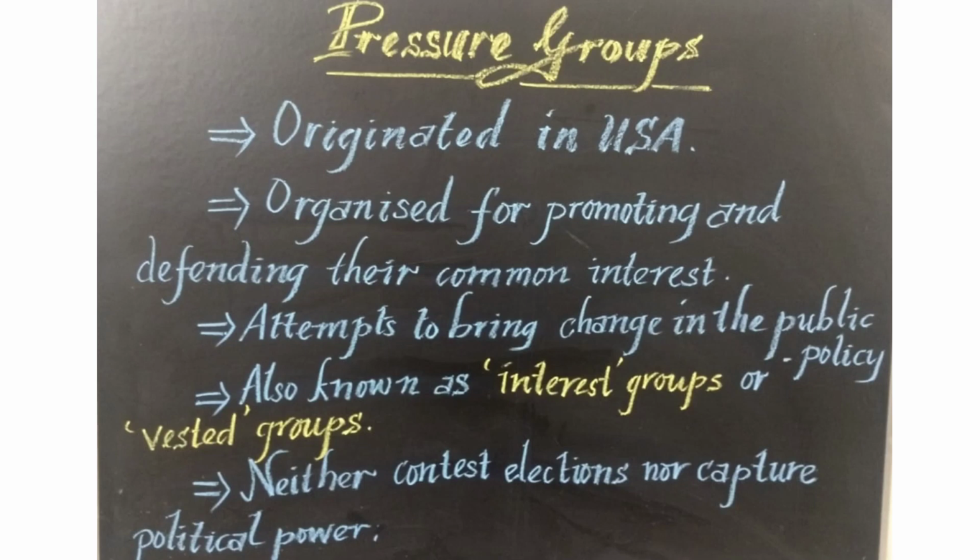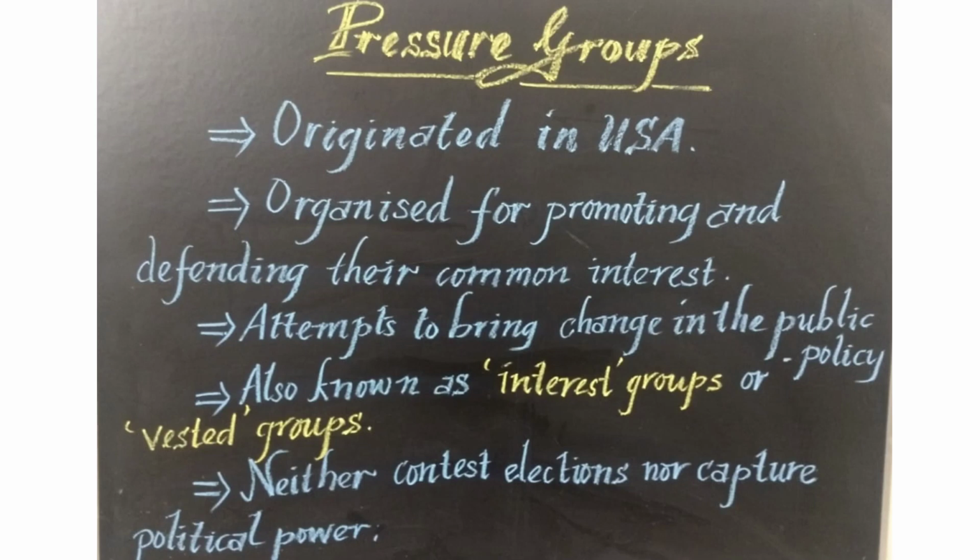But these pressure groups, which originated in the USA, are organized mainly with the view of criticizing, commenting and protesting about the government activities and everything. So the pressure groups are a group of people who are organized actively for promoting and defending their common interest. They are also called by the name interest groups or vested groups. But they are different from the political parties. They neither contest in the election nor try to capture any political power.